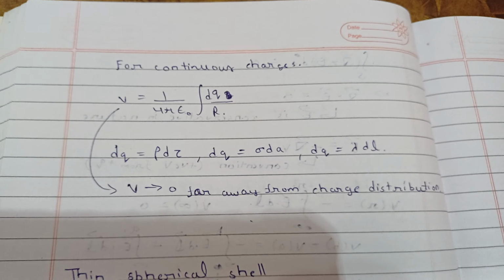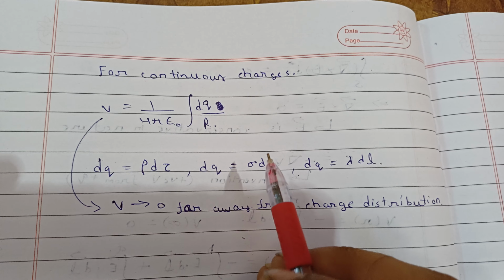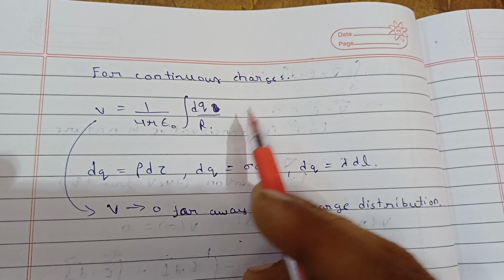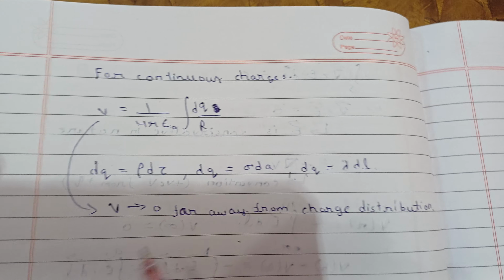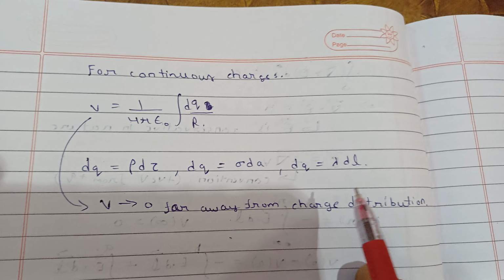Here we assume that for a continuous charge, if you take any point which is far away from the charge distribution, then the potential must tend to 0. So V tends to 0 far away from the charge distribution.